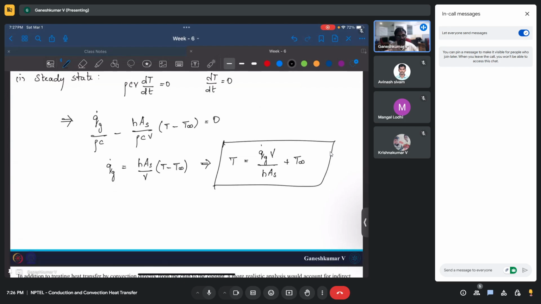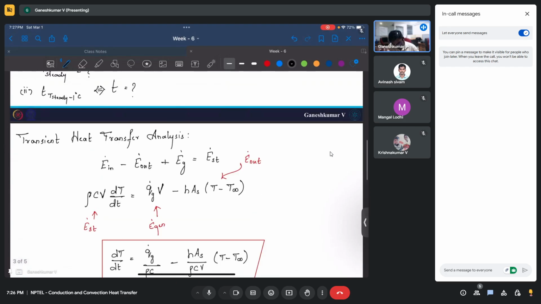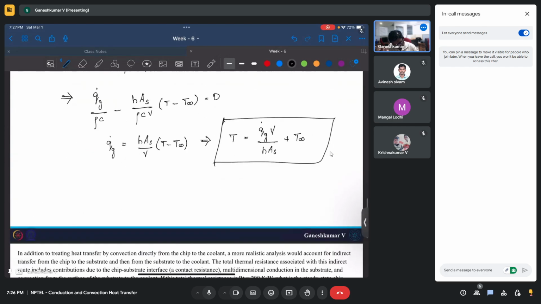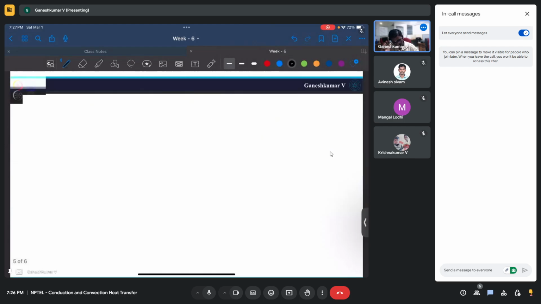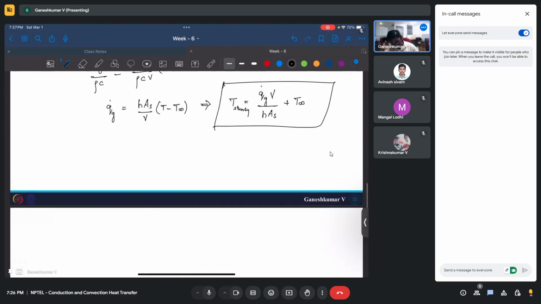Okay. This is your steady state temperature. We could call this, how are we calling this? T steady. Because we neglected the transient terms. Alright, I hope it's clear till now.